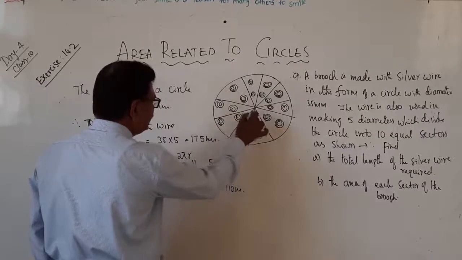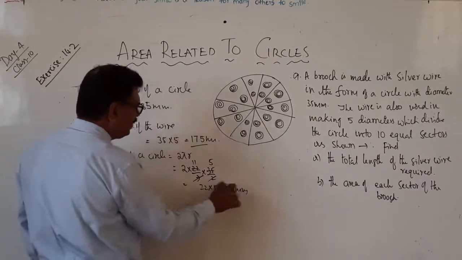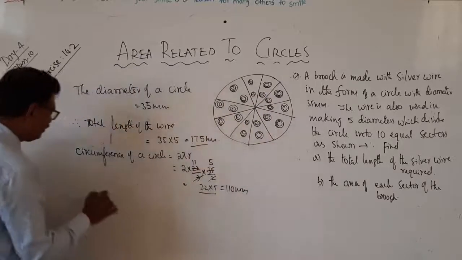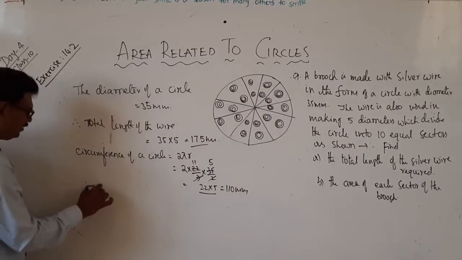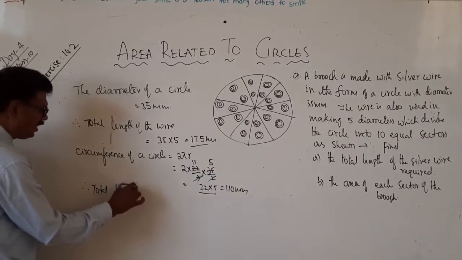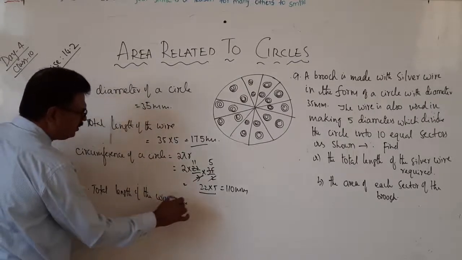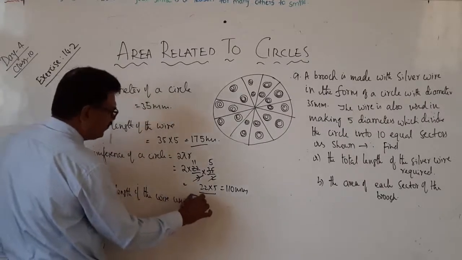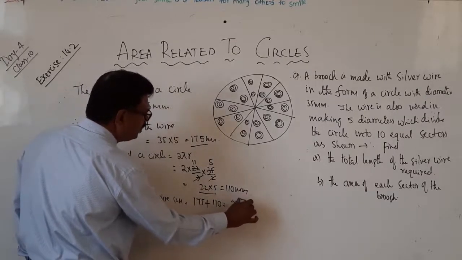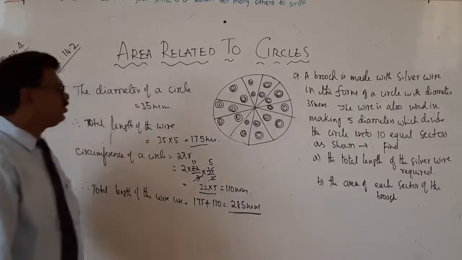So diameters, how much did we get? 175 millimeters. And what about the circumference? It is nothing but 110. Therefore, total length of the wire used is equal to 175 plus 110, which is equal to 285 millimeters. So this is the total length.